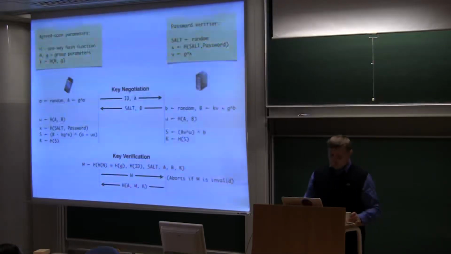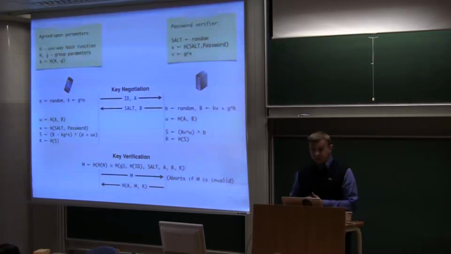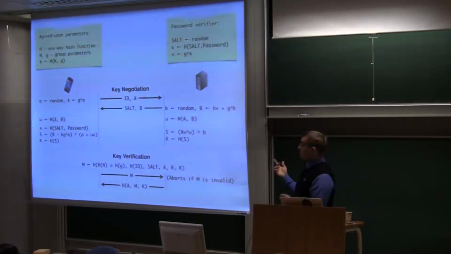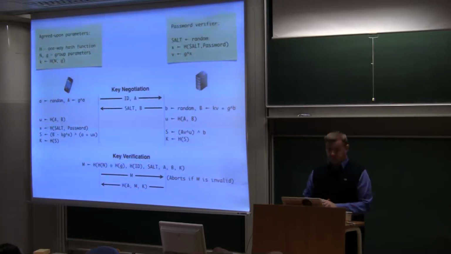So this is how the protocol works. It consists of two main phases. Before the protocol can start, the parties have to agree upon some parameters. They need to select a hash function, a group, and a multiplier k, which in the case of SRP6A is a hash of the group parameters. The password verifier is the thing which is stored on the server. It consists of the salt, which is random, and the value v, which is the generator raised to the power x, computed from the salt and the user password.